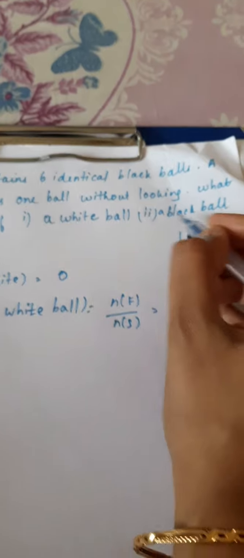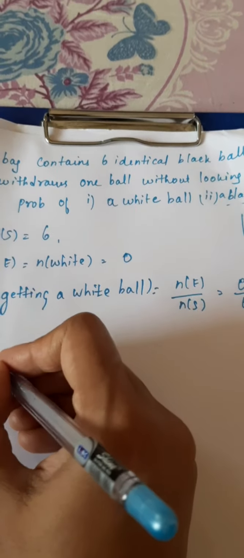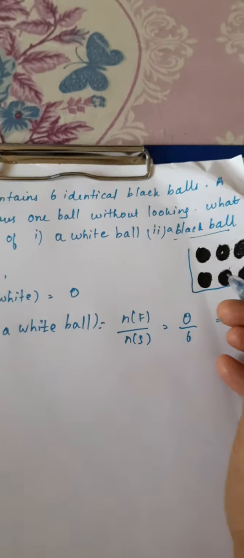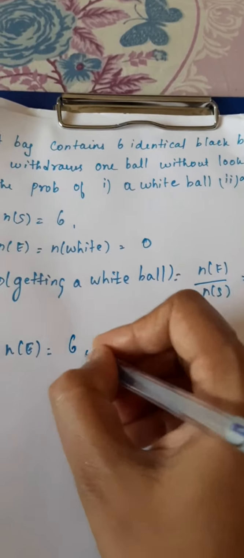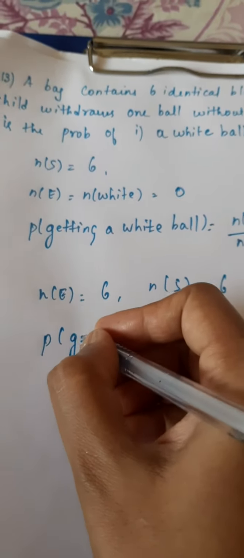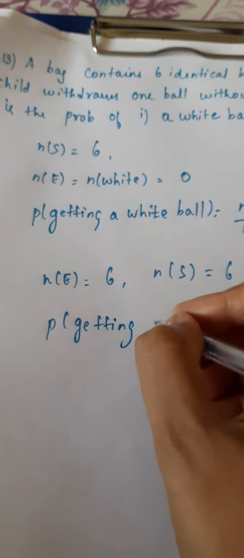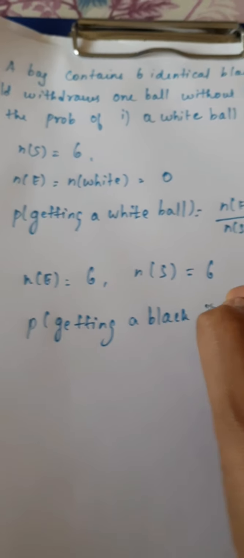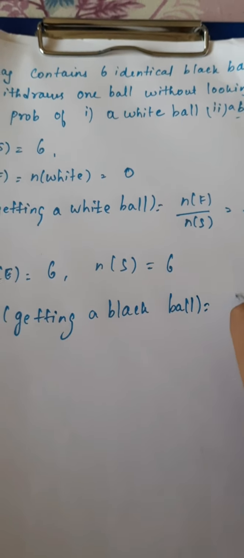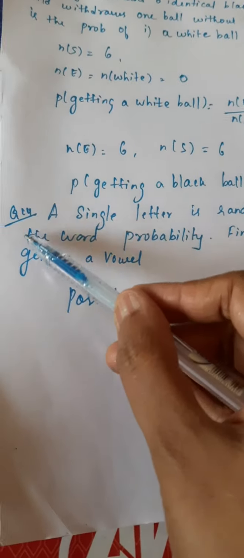Next, the probability of getting a black ball. So there are actually 6 black balls. So n of E is 6. And n of S we know is also 6. There are totally 6 balls in the bag. So the probability of getting a black ball is equal to 6 by 6, n of E by n of S, which is 1.